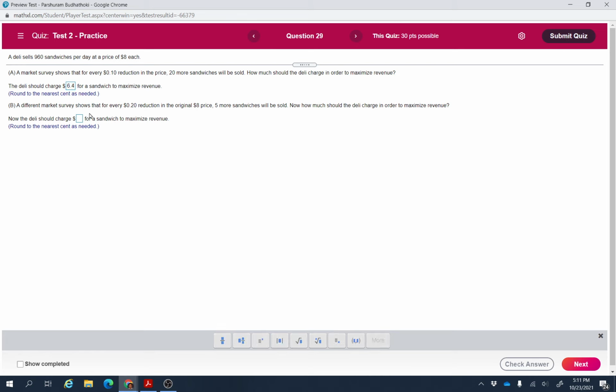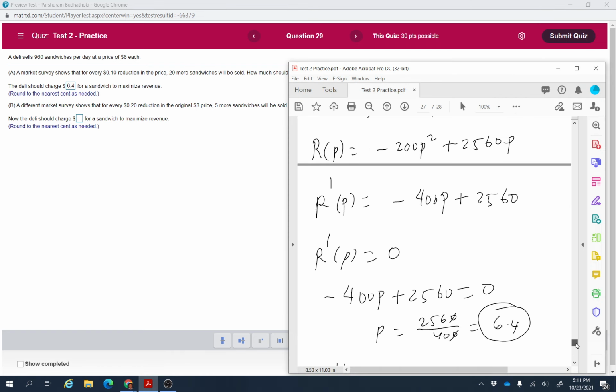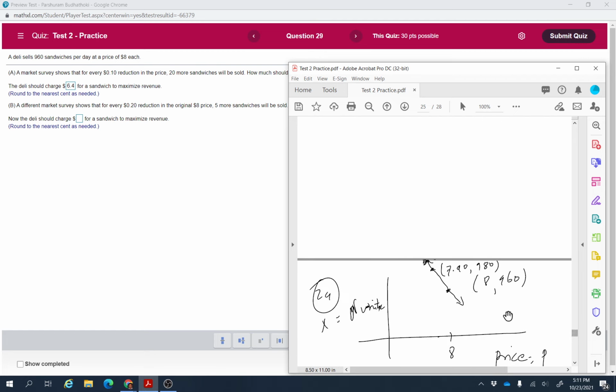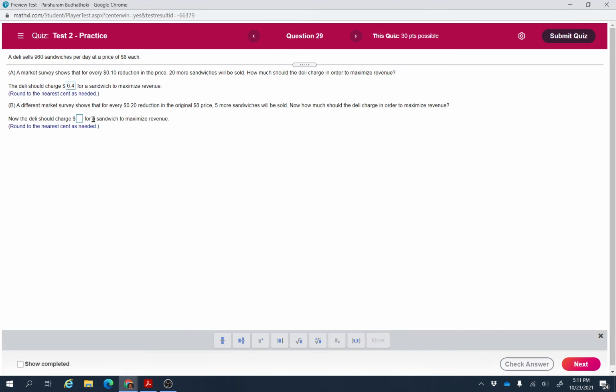Okay, now the second problem is very similar, but instead of 10 cents reduction, here you are doing 20 cents reduction. And just do exactly the same thing I did here. From $8, now you have to go to $7.80. By doing that, 960 goes to 965, so 965, it's not a 9, because you can sell 5 more sandwiches. So by using the very similar fact, you can answer the second question.